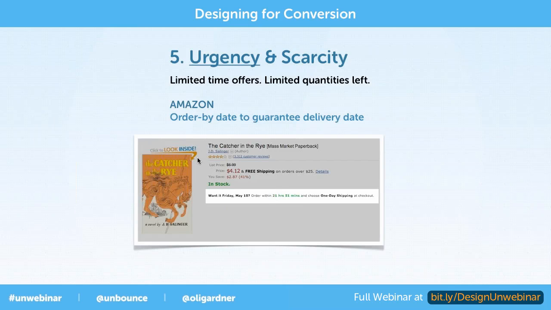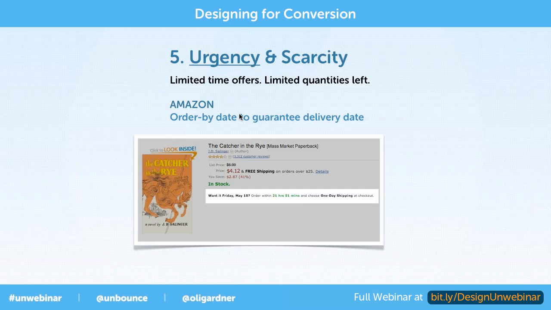Now for urgency, we're going to look at Amazon. They have an order by date to guarantee your delivery. They started this off around Christmas to guarantee delivery before Christmas if you do book it by a certain date, which is a really smart idea because nobody wants crying kids on Christmas if their toys don't show up. Or Catcher in the Rye if you're buying them a really advanced book for your 4-year-old.